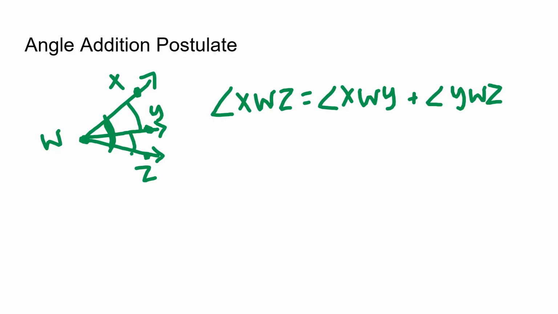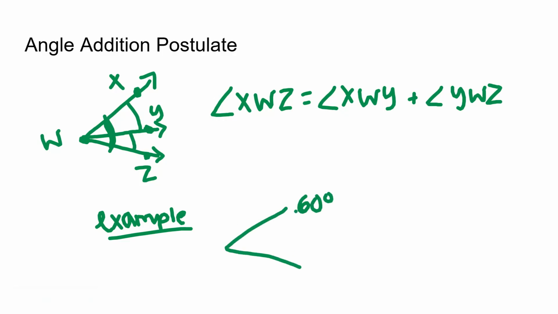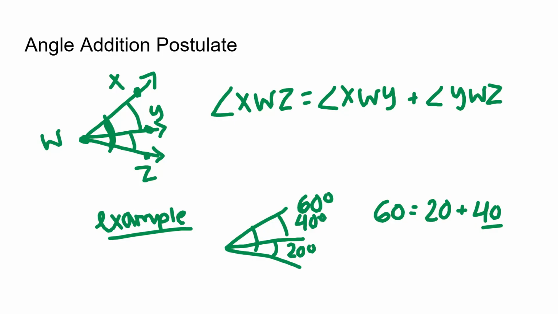Okay. My example for this would be if you have an angle that you know is 60 degrees, and I have this piece coming out of it that is 20 degrees. 60 is equal to 20 plus the other one, which would have to be 40 degrees. So you can get the total from the pieces. Okay.